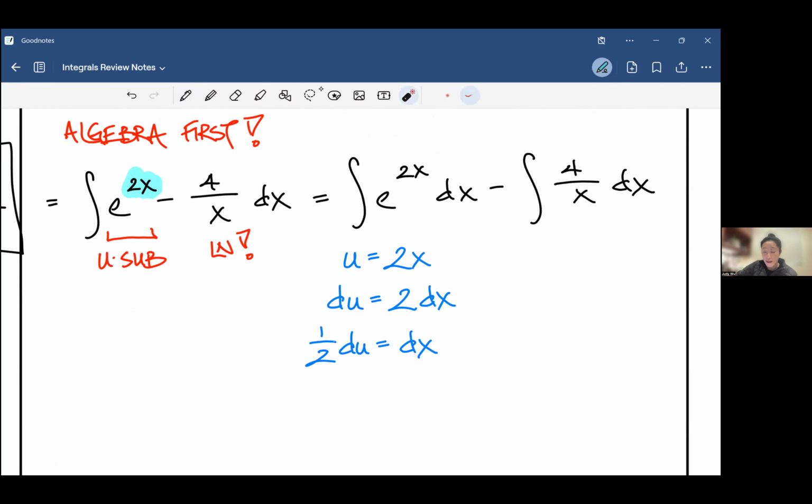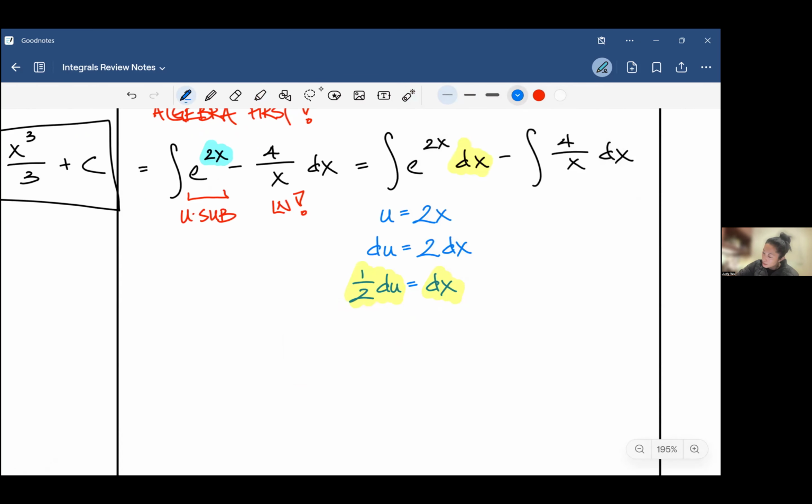The nice thing about this, it means everywhere I see a dx, like this dx, I can just replace it with 1/2 du. Okay, so we're making a literal substitution. Everywhere I see the dx, I'm replacing it with 1/2 du. If we don't write the dx here, then what are we substituting in for? It doesn't quite make sense.